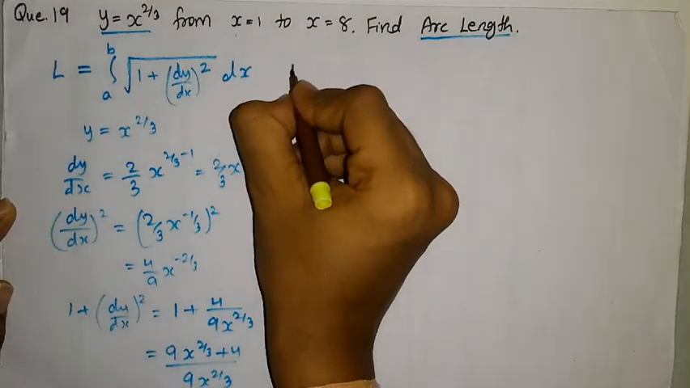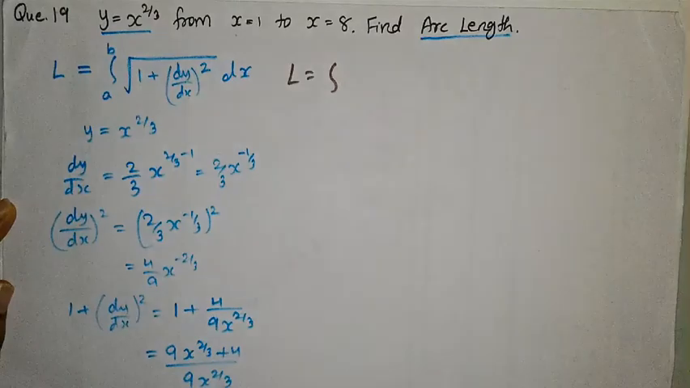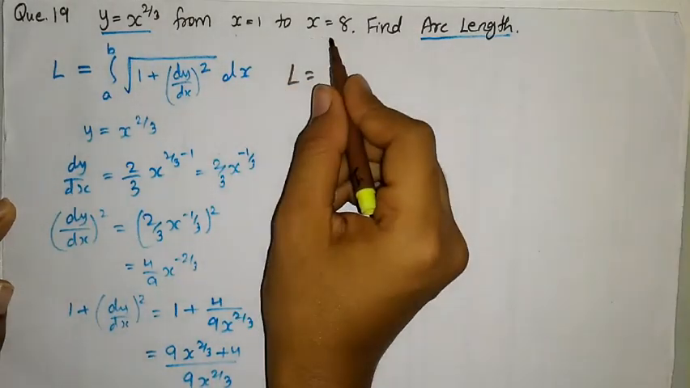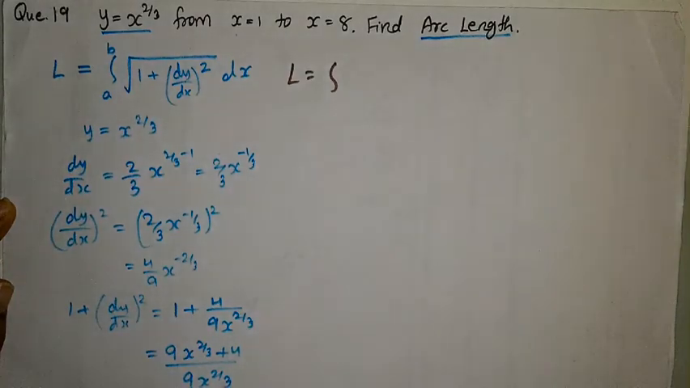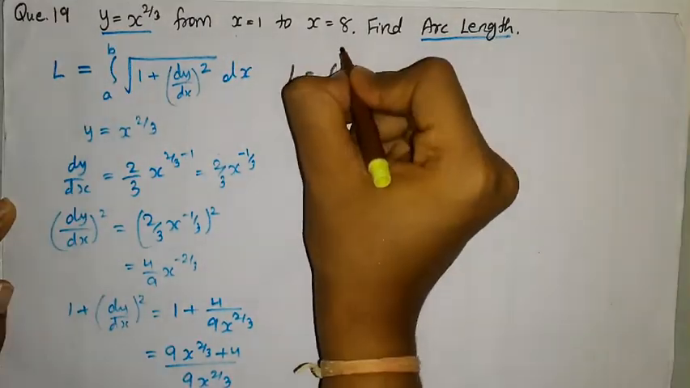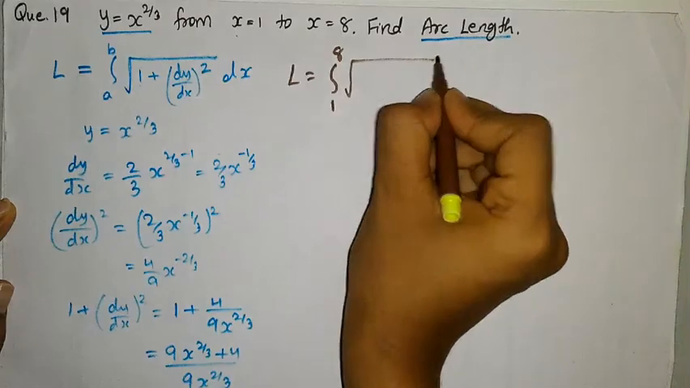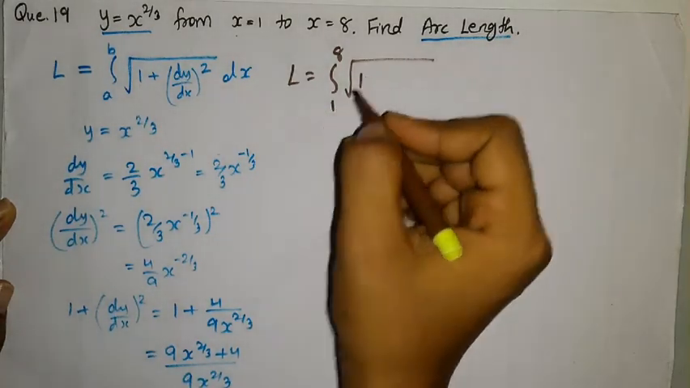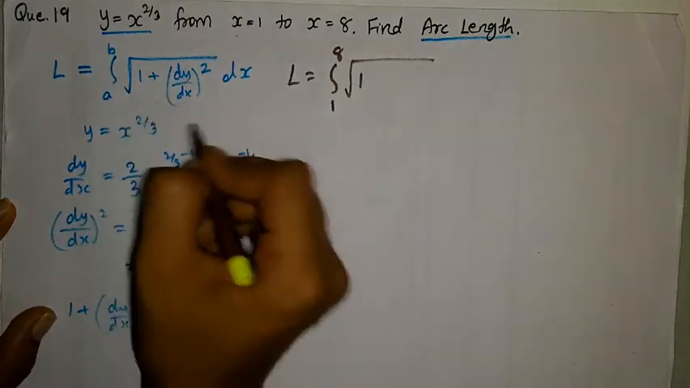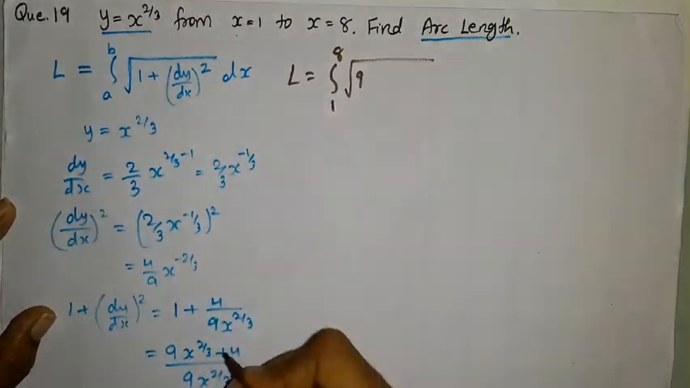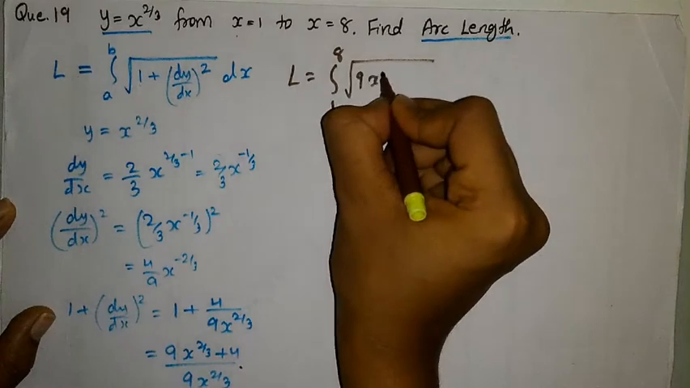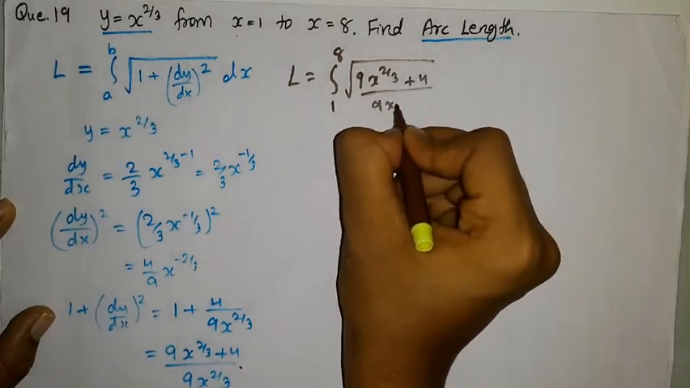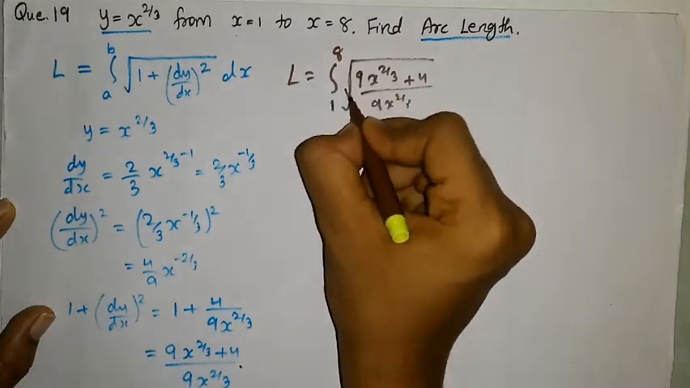So now L is equal to integration, we are given x is from x is equal to 1 to x is equal to 8, under root of 1 plus dy by dx whole square. We have done this, so we can directly put this term. So 9x raised to 2 by 3 plus 4 upon 9x raised to 2 by 3, its whole root.